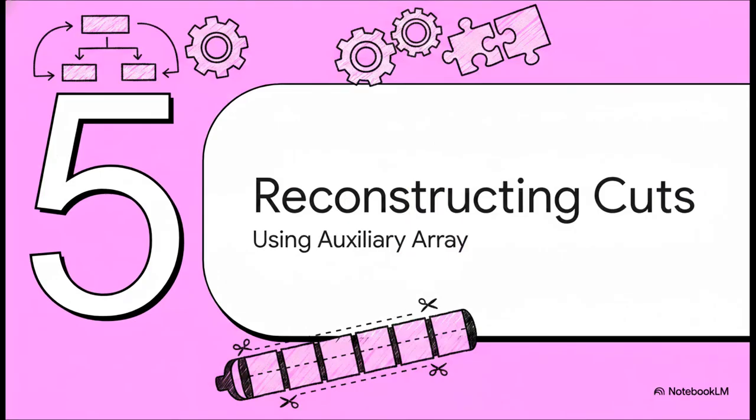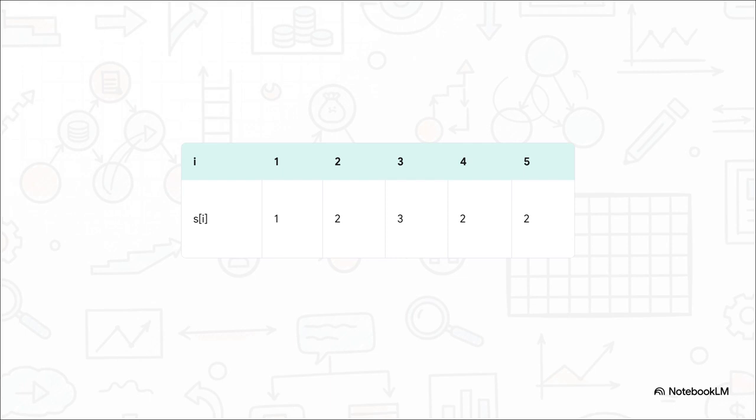Which brings us to part 5, reconstructing the actual cuts using an auxiliary array. Knowing the maximum revenue is awesome for the accountants, sure. But if you're the worker on the factory floor, how do you physically cut the rod to achieve it? To figure that out, we use the extended bottom-up cut rod algorithm.